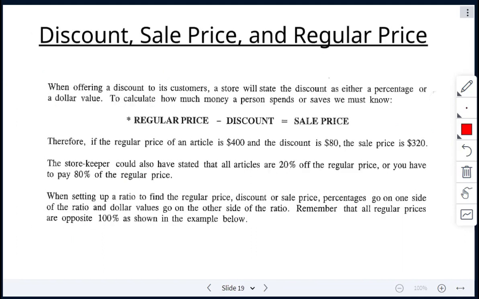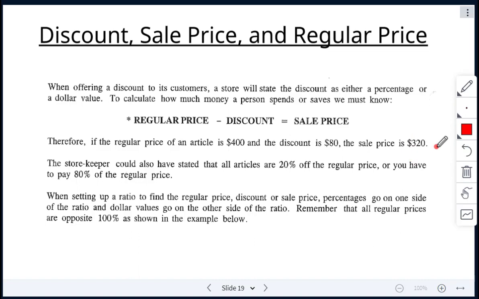Next type of problems you'll encounter are discount, sale price, and regular price problems. So let's just read through here. When offering a discount to its customers, a store will state the discount as either a percentage or dollar value. So to calculate how much money a person spends or saves, we have to know this. It's the regular price, subtract the discount to get the sale price. So for example, if the regular price of something is $400 and the discount is $80, you would subtract that and your sale price would then be $320, right?